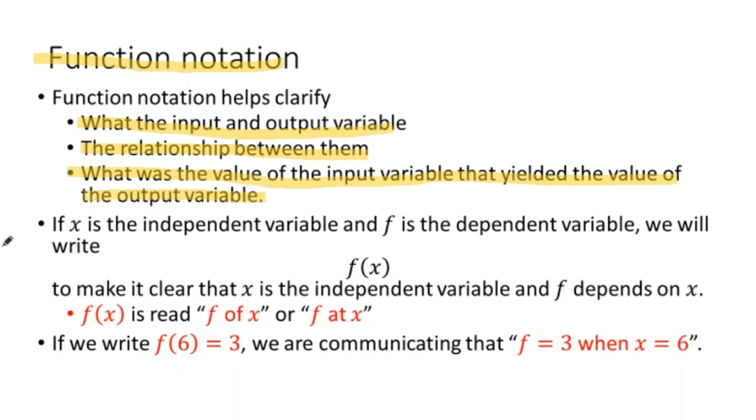If x is an independent variable and f is a dependent variable, we will write this little notation here, which we're going to read as f of x or f at x. But seeing that notation, it tells us that our dependent variable is f, our independent variable is x, and that f depends on x. If we wish to assign x a value, let's say 6, and it turns out that f of 6 equals 3, meaning 6 is related to 3 under this function, by writing f of 6 equals 3, we are communicating that the value of f is 3 when x is 6.